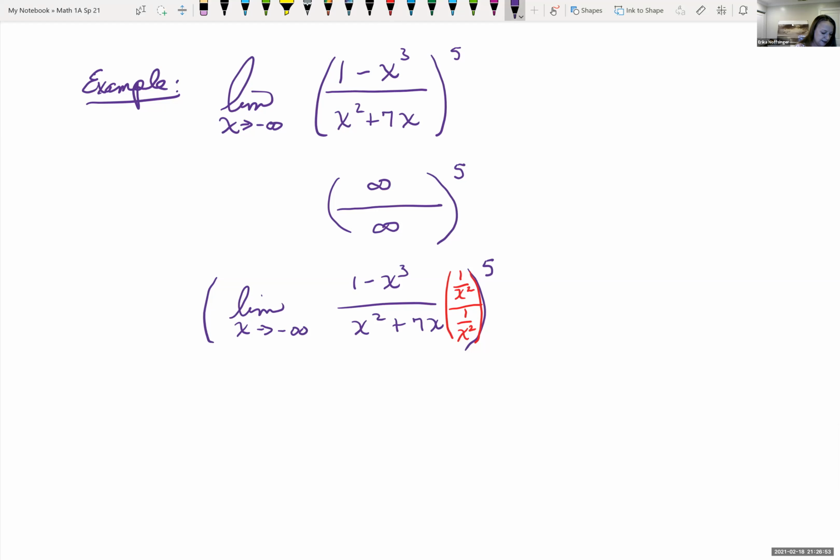And so we have the limit as x is going to negative infinity. We distribute: 1 times 1 over x squared is 1 over x squared, minus x cubed over x squared. The power is higher in the numerator, so that's just a single x left, all over, 1 over x squared times x squared, that's just 1. And then we have 7x over x squared, so that would leave us with plus 7 over x.